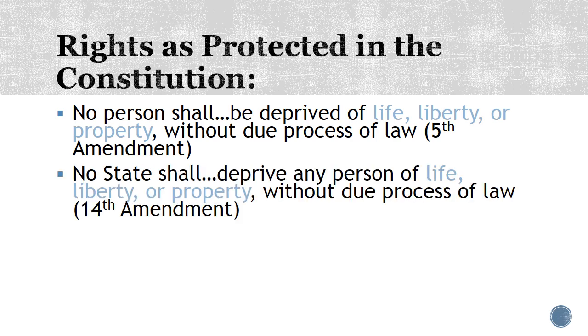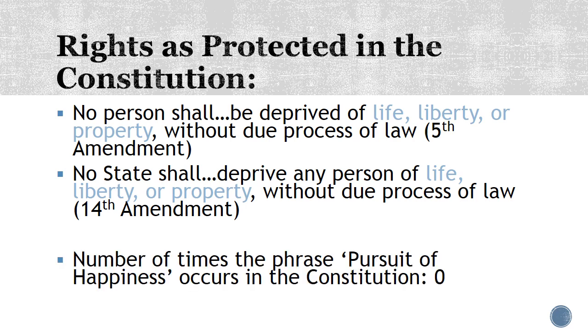And then again in the 14th Amendment, which is one of the immediate post-Civil War, post-emancipation rights added to the Constitution, it says no state shall deprive any person of life, liberty, or property without due process of law. So it's not only that the federal government can't do it, but no state can do it either. But notice again, life, liberty, property. In fact, the number of times the phrase the pursuit of happiness occurs in the Constitution is precisely zero.